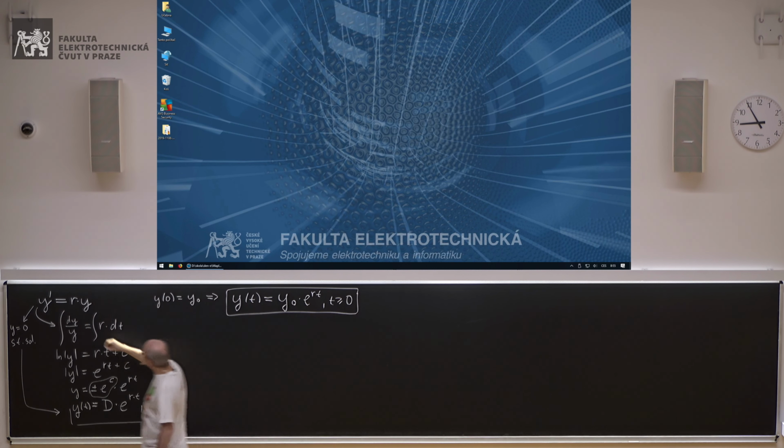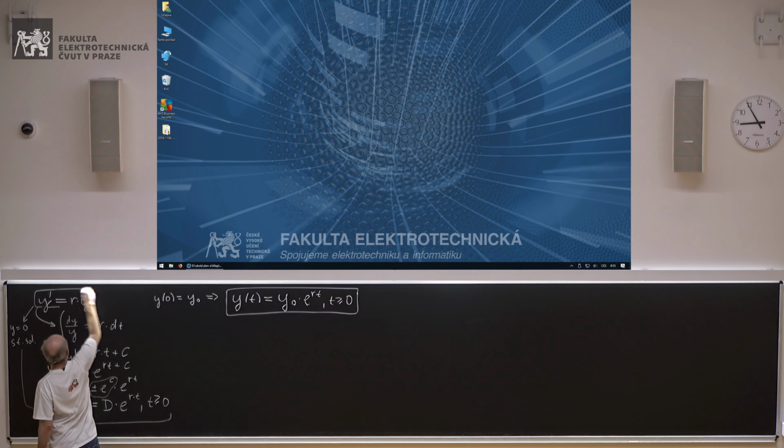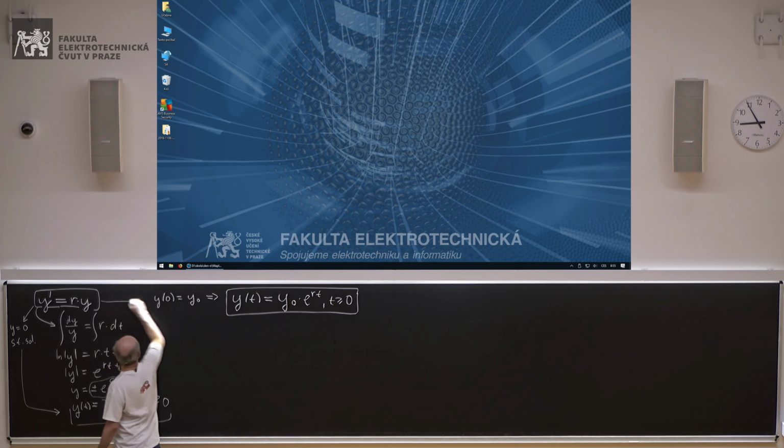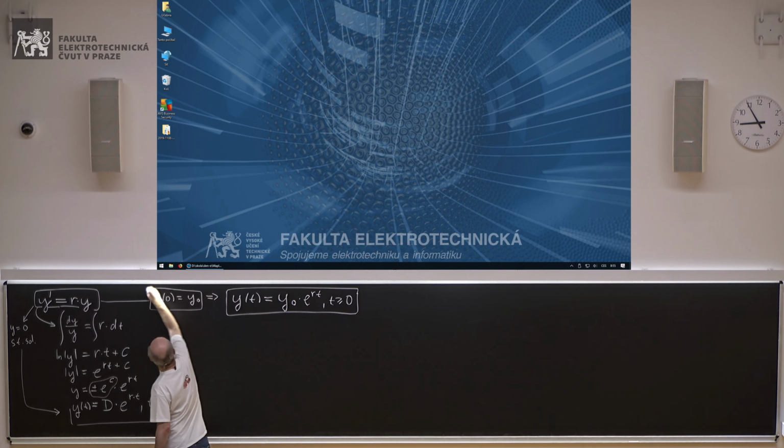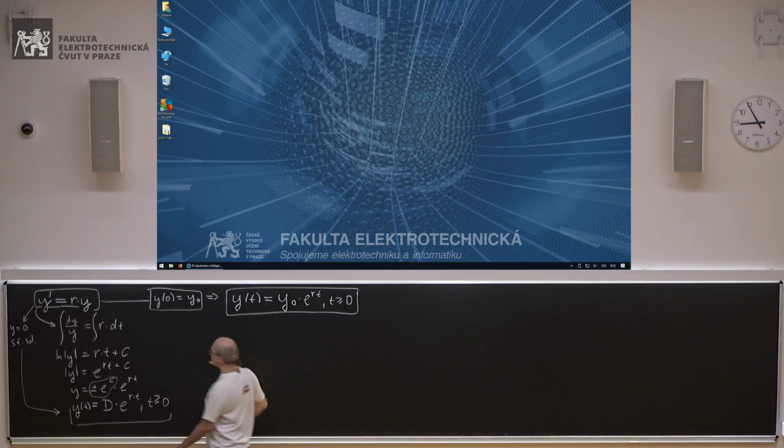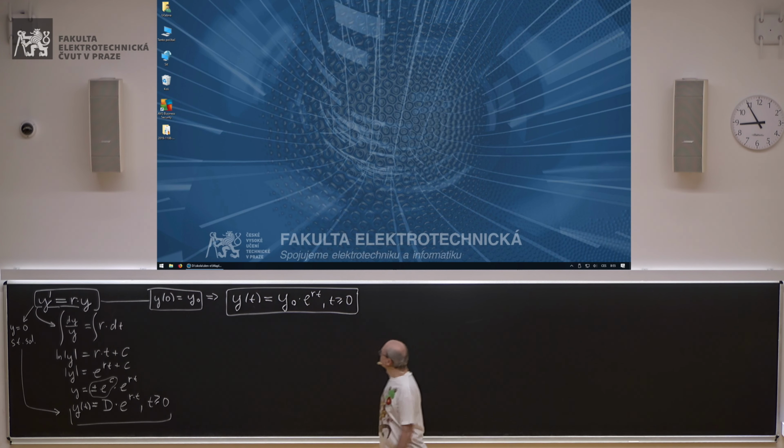And that's the overall picture that we want to see. We have a differential equation. We have an initial condition. And from this we get a nice solution. This is actually called the exponential growth.